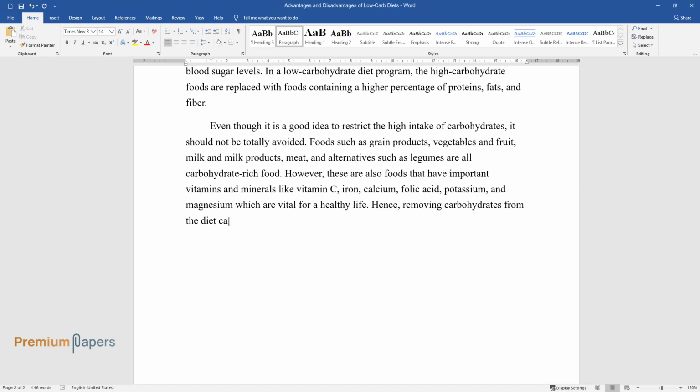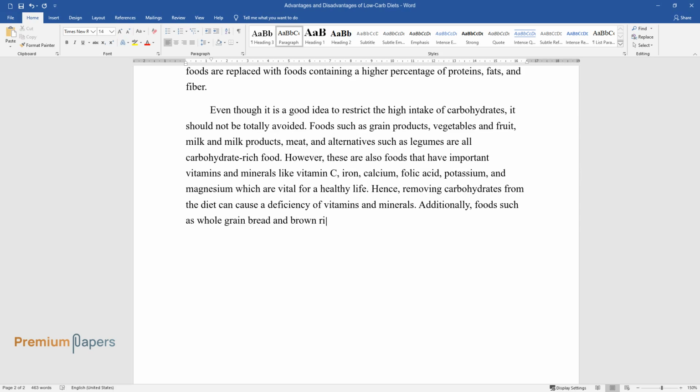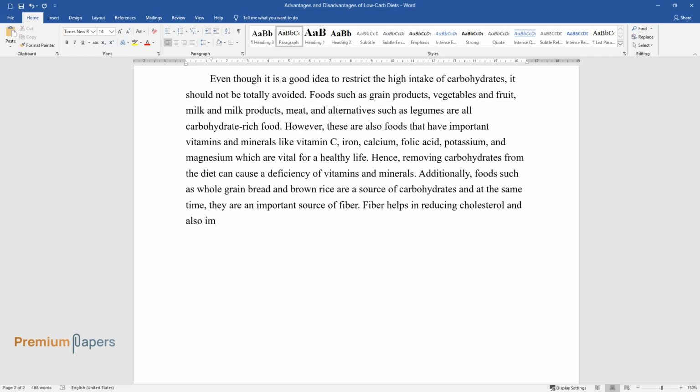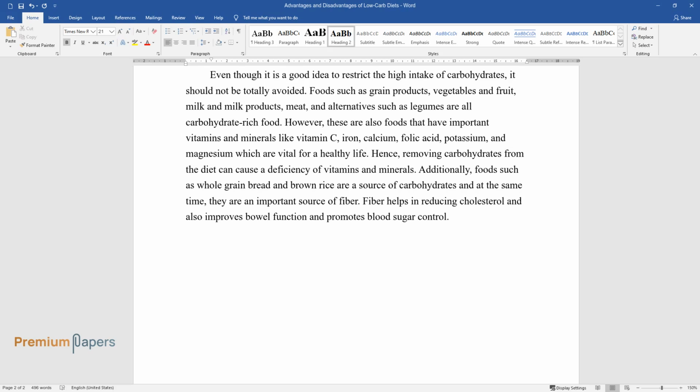Hence, removing carbohydrates from the diet can cause a deficiency of vitamins and minerals. Additionally, foods such as whole grain bread and brown rice are a source of carbohydrates, and at the same time, they are an important source of fiber. Fiber helps in reducing cholesterol and also improves bowel function and promotes blood sugar control.